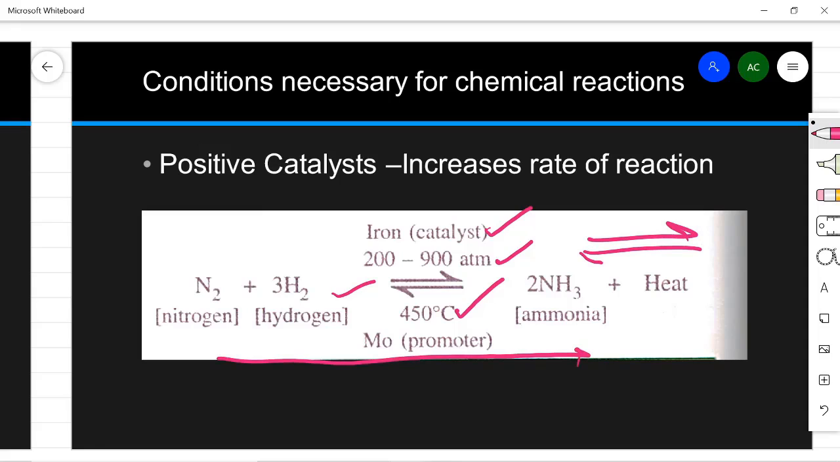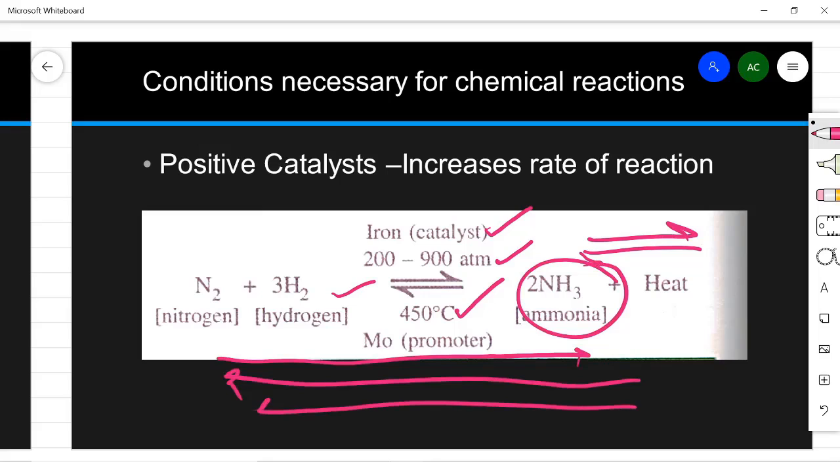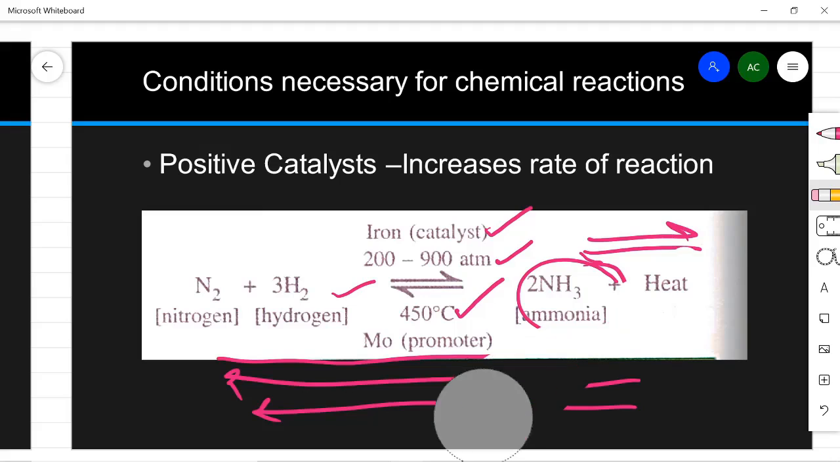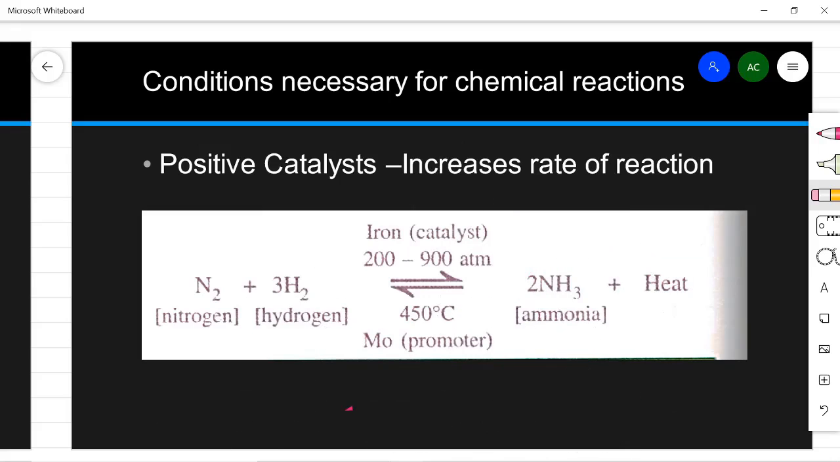पहले इधर को चलेगा, फिर इधर को चलेगा. अगर पहले ये बन जाएगा ना, after that this can be turned back into nitrogen and hydrogen also. So reversible reaction है. तो और साथ में एक और exothermic reaction है, lot of heat is produced. Exothermic में भी आ गया. Then promoter is used here.